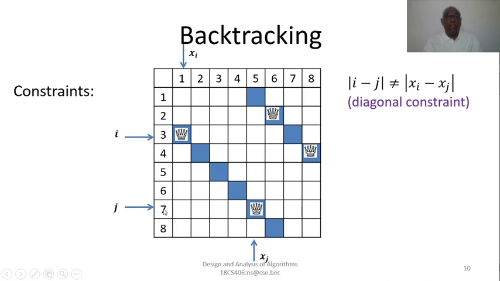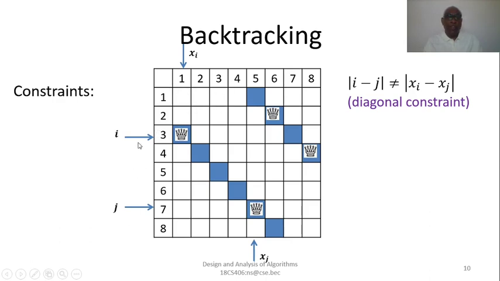Third queen and the seventh queen are being considered. The row difference hence is 4 because the third queen is placed in the third row, seventh queen is placed in the seventh row. The row difference is 7 minus 3, 4. We consider absolute difference. Now xi, that is x3, is equal to 1, and xj, that is x7, is equal to 5. So if you look at the column difference, that is the absolute difference of xi and xj, you see that that's 5 minus 1 is equal to 4.